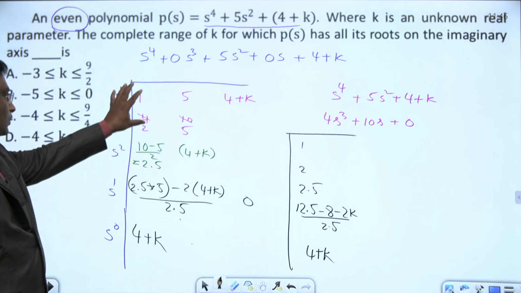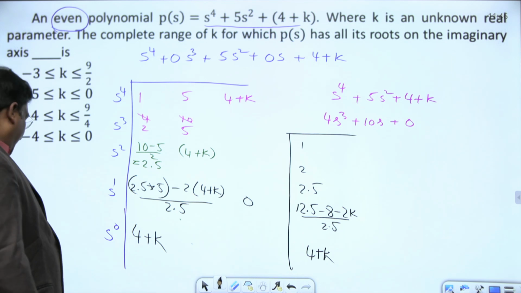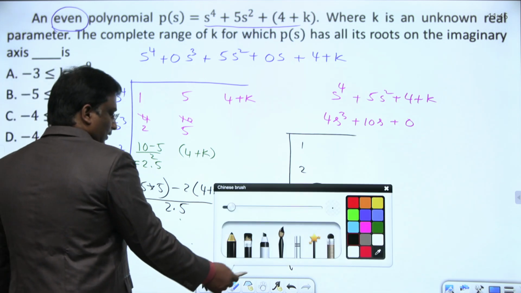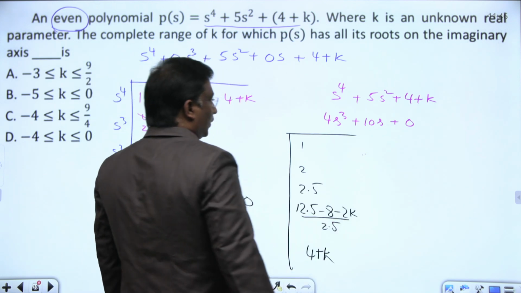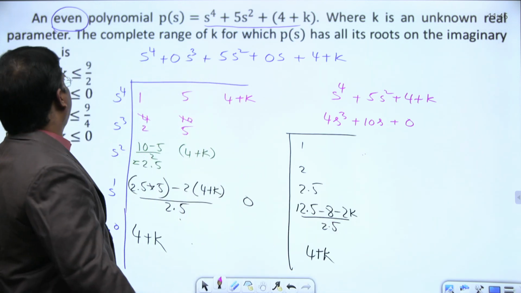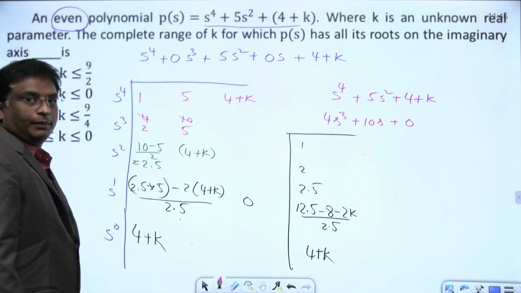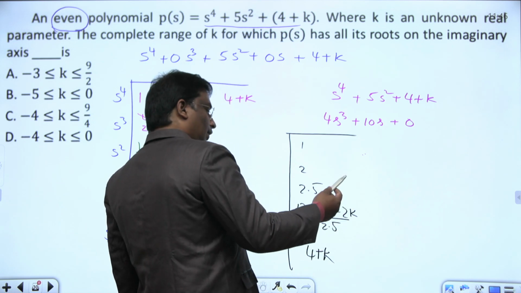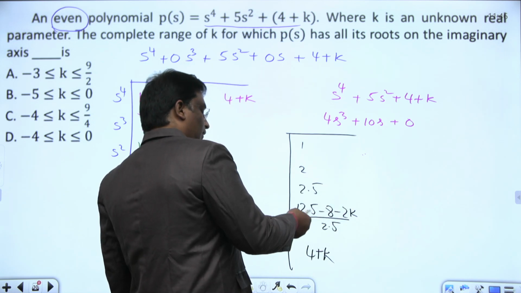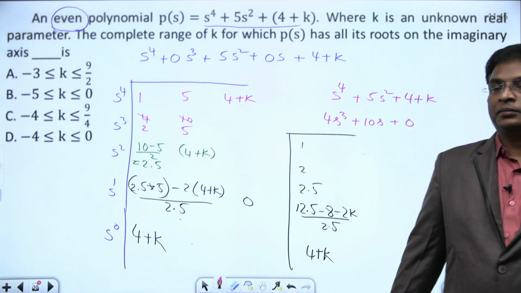This is the first column, okay. First column we got like this. Here itself we can answer directly. When you have imaginary roots, when an entire row becomes 0, then you have imaginary roots. Here this value should be greater than or equal to 0. This value also should be greater than or equal to 0.